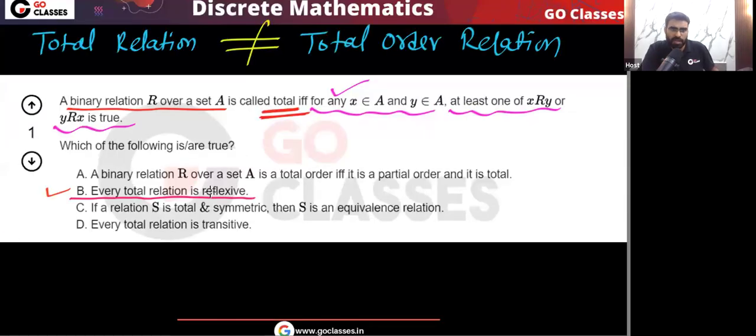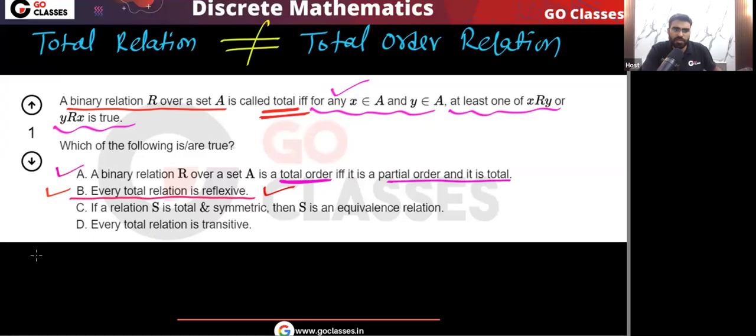Now let's solve. Can I say every total relation is reflexive? Yes, every total relation will be reflexive. What about option A? Total order if and only if it is partial order and total. Can I say a relation is total order if it is partial order and total? Yes, this is correct.